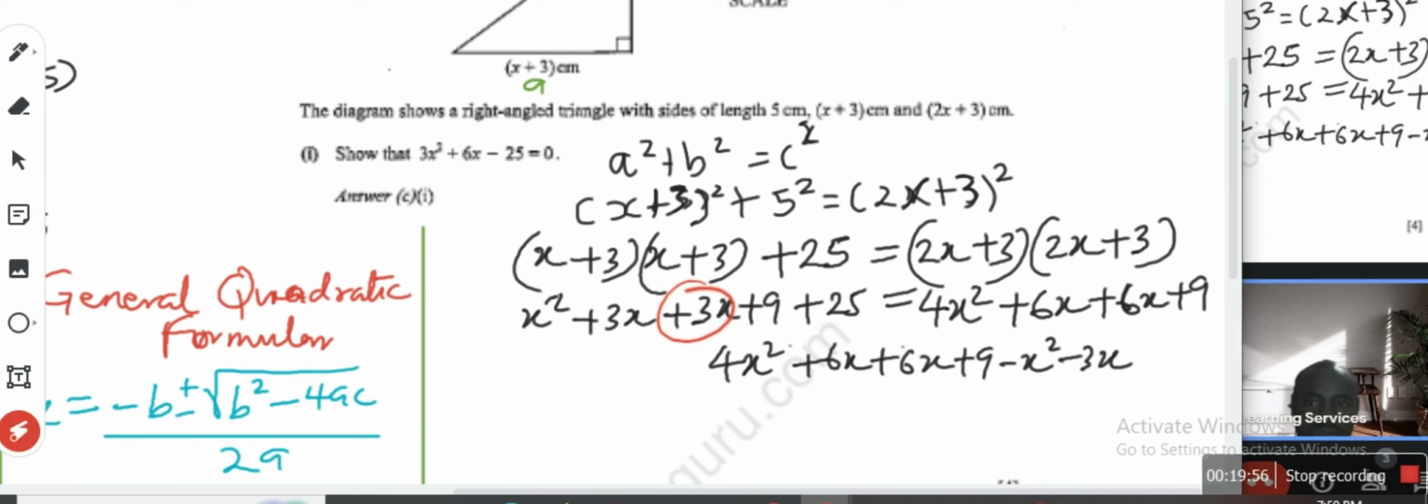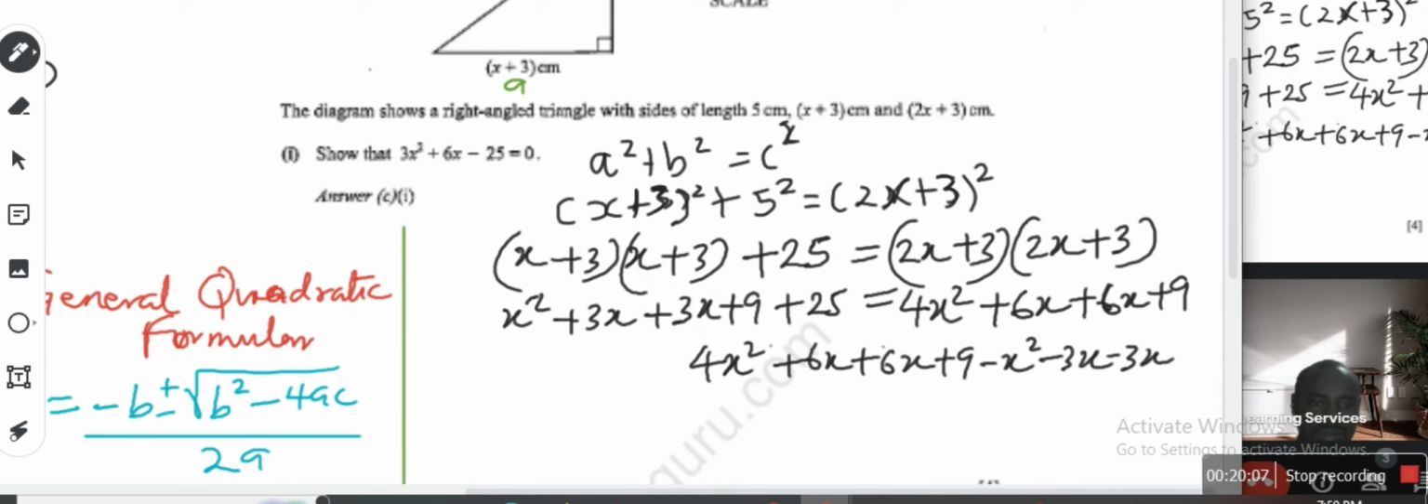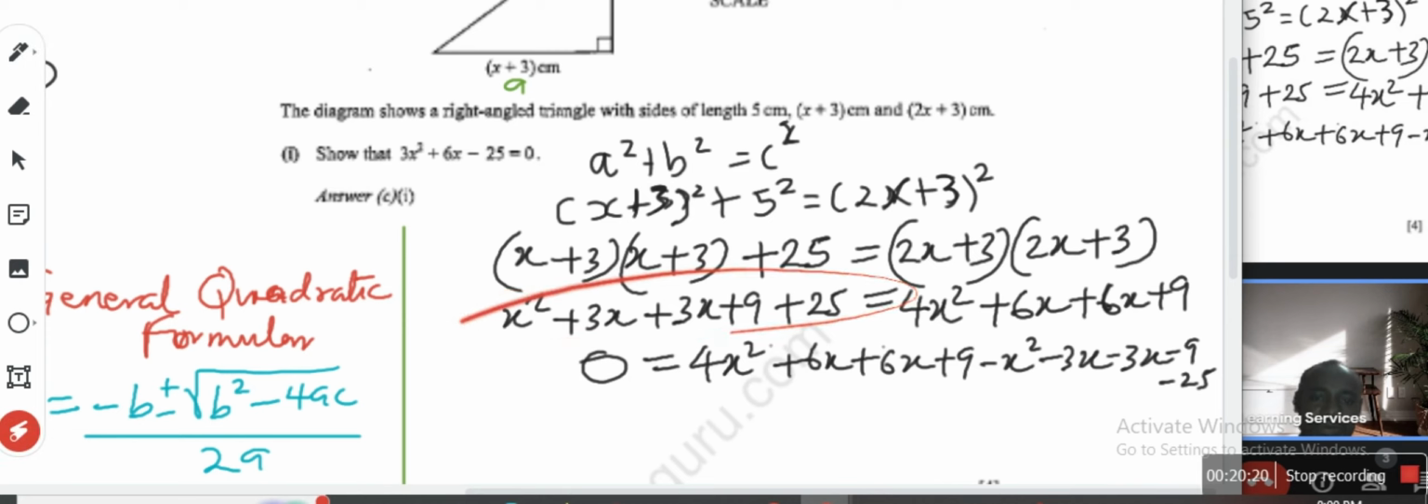This one crosses over minus 3x again. We could have simplified, but since I've written it, let me just allow it. Oh my goodness, that's long. I don't have enough space. Okay. Minus 9 minus 25. Okay, so we moved everything across. What will be left will be 0, because we moved all to the right. So what is left is 0.